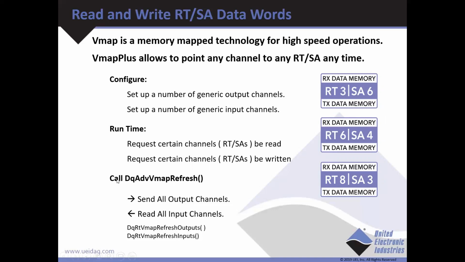And then one API call, DQADV VMAP refresh, sends all outputs, which is setting the transmit data memory, and reading all inputs, which is reading the data the RTSA received. Optionally, you can call refresh outputs and inputs individually.